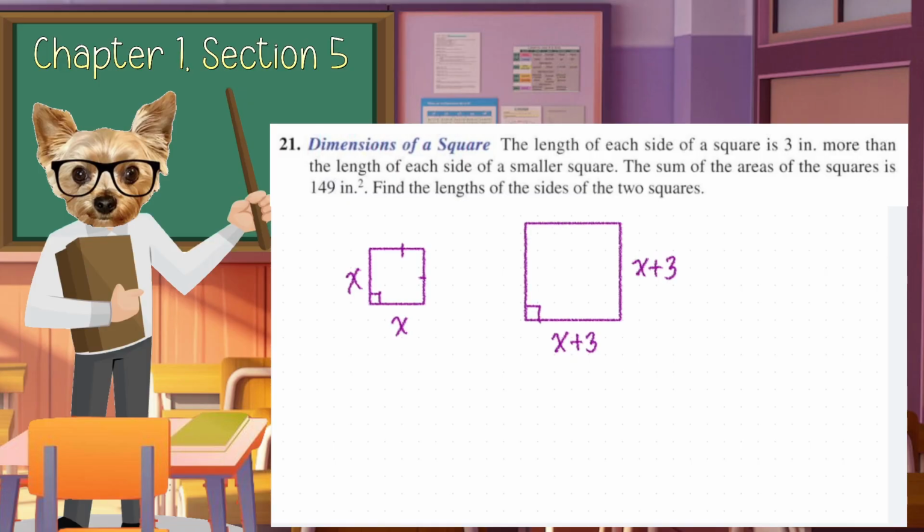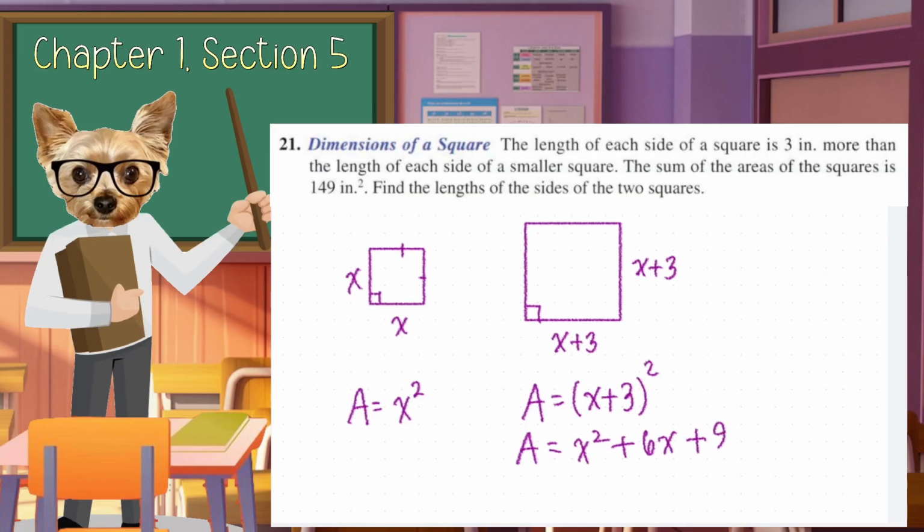Now, the sum of the areas. Well, area is side squared, right? Hence the name square. So the area for this first guy is going to be x times x, or x squared. And this area is going to be x plus 3 times x plus 3, which is x plus 3 quantity squared, which I will expand like a diligent, lovely student. And I will get x squared plus 6x plus 9. So that's the area of the little guy and the area of the big guy, okay?